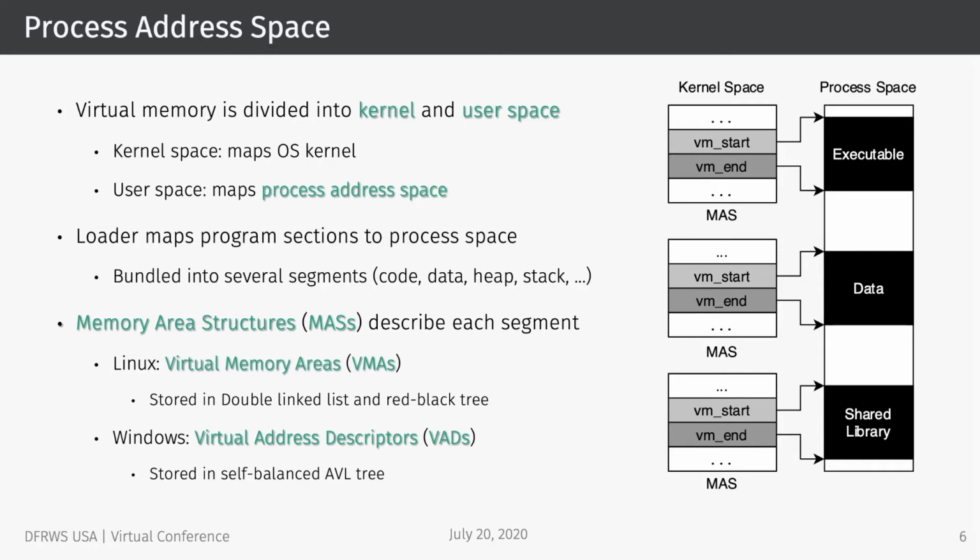Whenever a program is loaded from disk to memory, its sections, including code, data, and so on, are bundled into several segments. These segments are described by memory area structures, which appear OS-specific. On Linux, for example, these memory area structures are called virtual memory areas, or short VMAs, while in Windows, they are called virtual address descriptors, or VADs.